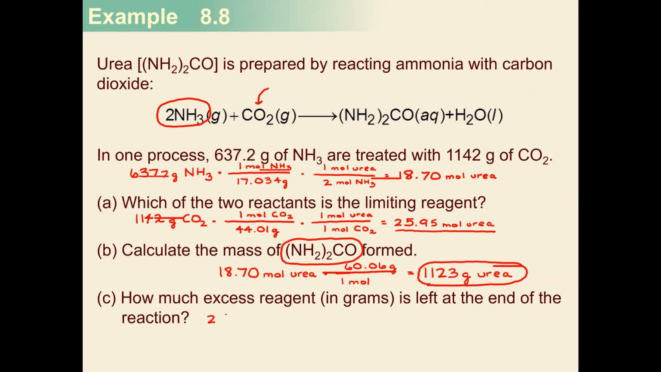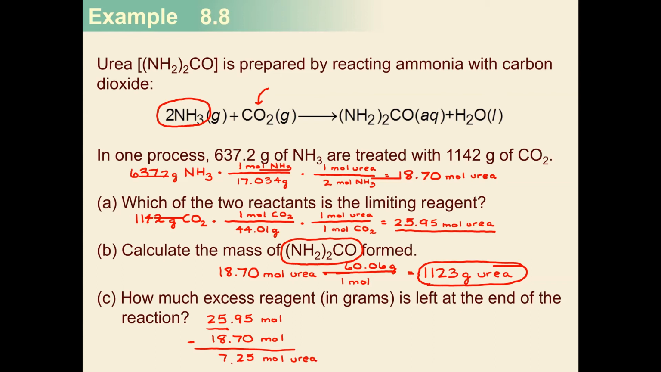So I can go and take 25.95 moles of my urea and subtract our 18.70 moles. And this is going to give us the number of moles that we were not able to form previously. So if we do this math, you will see that I end up getting 7.25 moles of urea that the carbon dioxide could form, but wasn't formed because we ran out of the ammonia.